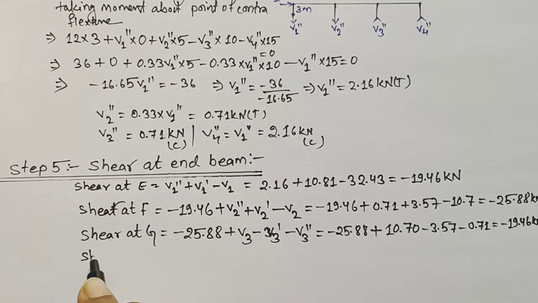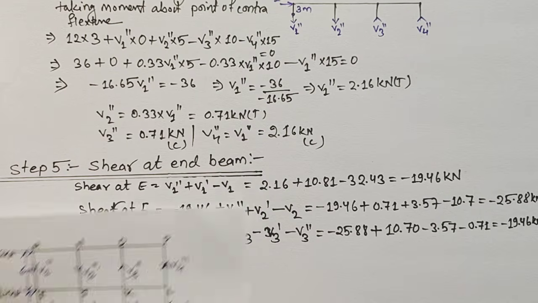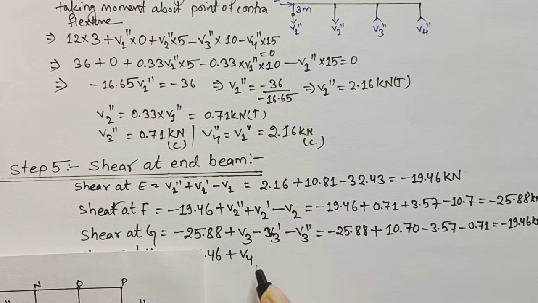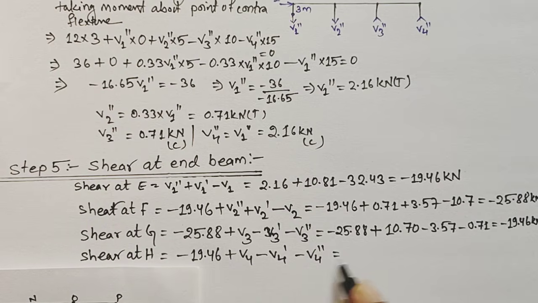Similarly, shear at H is equal to, this force will come into action, minus 19.46, and at H V4 is moving towards, so positive V4 minus V4 dash is moving away, minus V4 double dash, and put the value and find the answer. You will get 0.